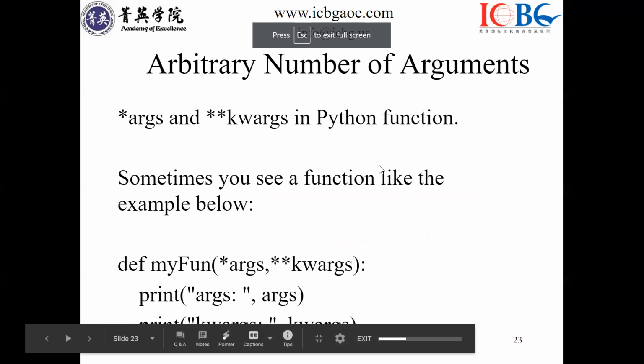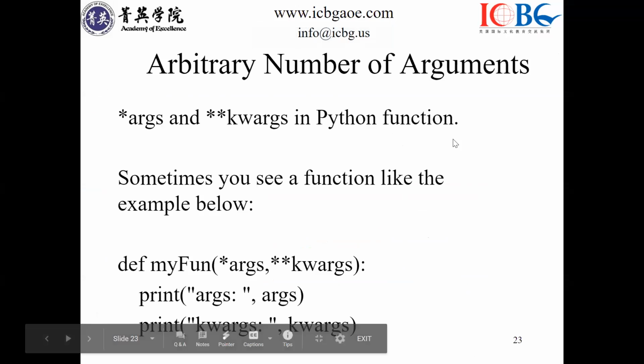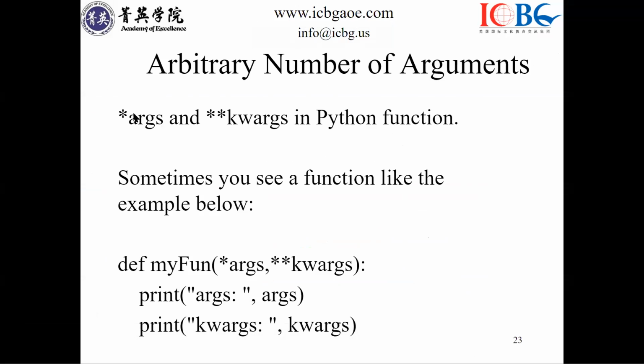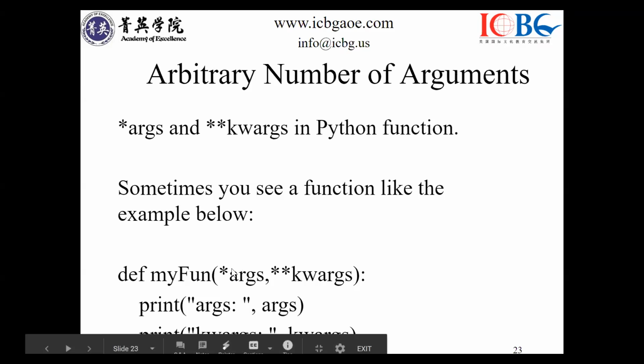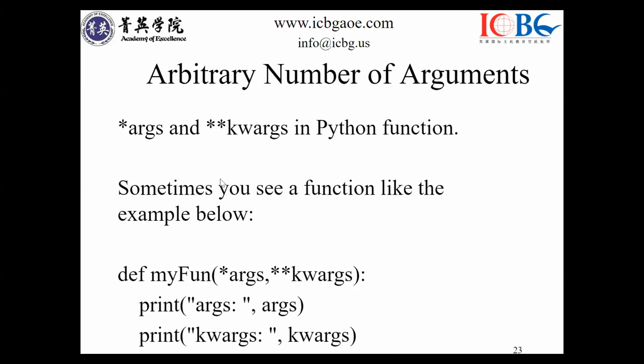So another cool thing about Python functions is that you can have an arbitrary number of arguments. This is asterisk args and asterisk kwargs, which I know sounds really funny. Sometimes you could see a function like this where it says args and kwargs, and then you're like, what the heck is this? So what do these mean?